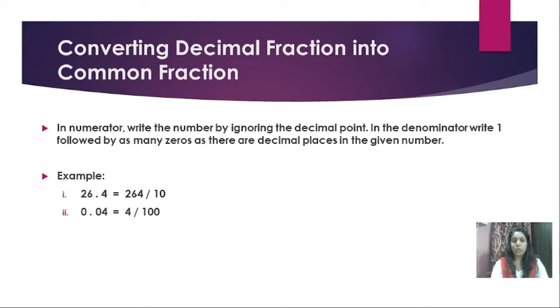0.04 equals to 4 divided by 100. Why? The first line says ignore the decimal point. So when we ignore the decimal point, it becomes 004. So 00 does not have a value now. So we will remove the 00 and we will only write 4 divided by how many numbers were there after the decimal point? 2, correct? So we will write 1 and then we will add 2 zeros. This is how you convert decimal fractions into common fractions when these numbers are given.